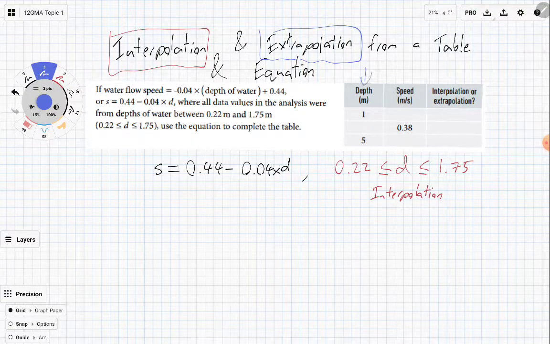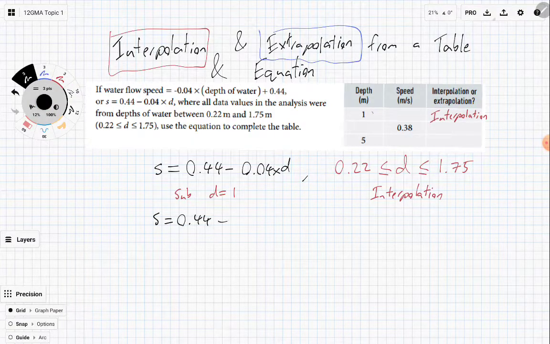So for the first one here, to fill in the first row, the depth is 1. If D equals 1, then that's within this range, right? It's in between the numbers 0.22 and 1.75. Therefore, we know this is going to be interpolation. To work out the speed, we're just going to sub in D equals 1 into the equation, and we get S equals 0.44 minus 0.04 times 1, which is 0.40. And that is the speed in meters per second.